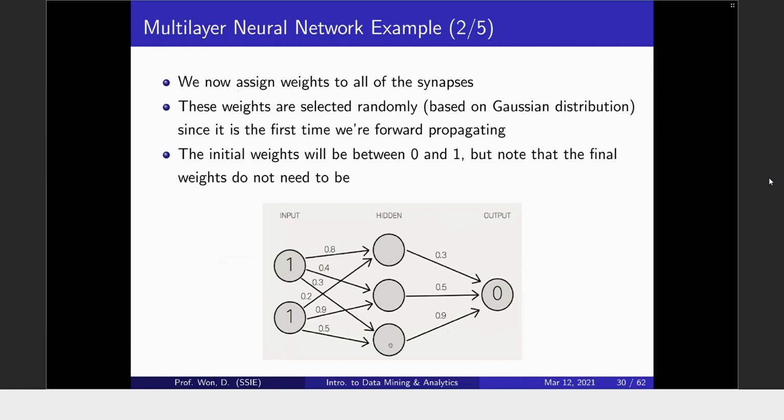Then this weight, let's say I just pick some random numbers. The initial weight is between 0 and 1, but this is just kind of random. Maybe it is going to be bigger than 1, something like that, but let's just think about it here. Now we have a weight.